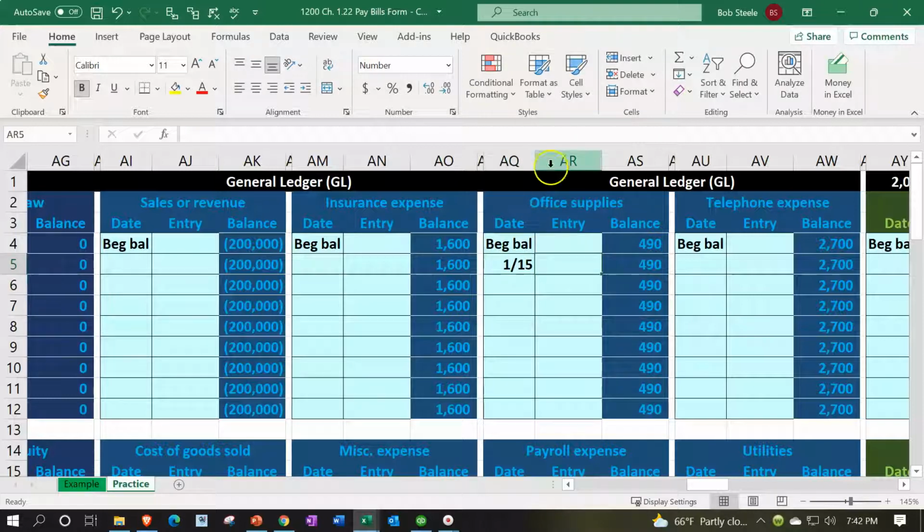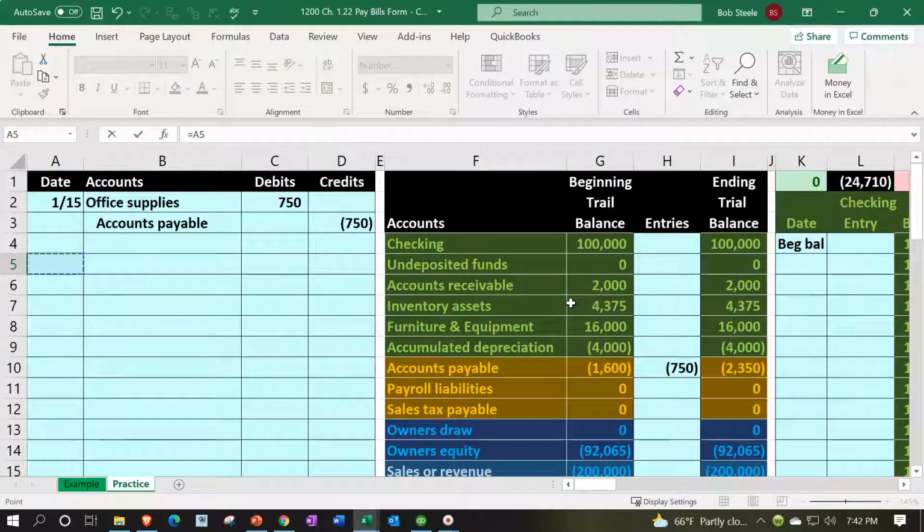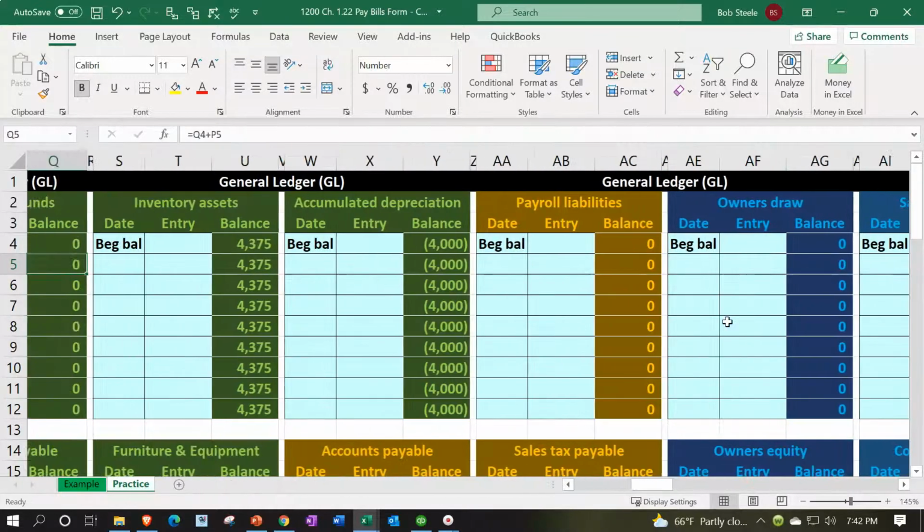We put our cursor in AR5. I'm going to say equals, hold down the left arrow until I hit the wall, all the way to the wall. Then I'm going to go up to that 750. You could also memorize the cell, which is C2. So there it is. You could double click on it, equals C2. The 490 went up because we did the same thing to it, debit and debit by 750 to 1,240. That 1,240 should be what is on the trial balance.